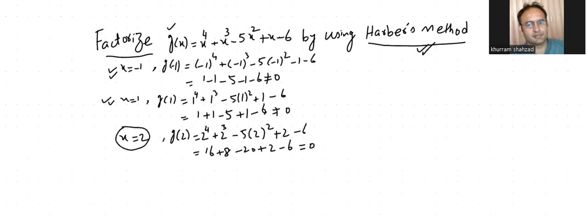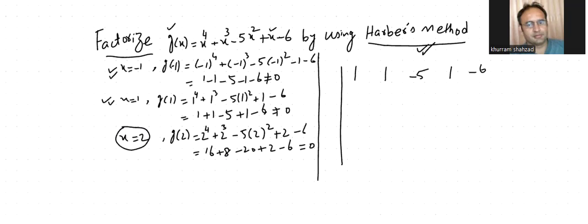So now look how we carry out this one. Coefficient of x raised to power 4 is 1. Coefficient of x raised to power 3 is 1. Coefficient of x square is -5. Coefficient of x is 1. Here x is alone, so its coefficient is 1. And next is -6. So we have to write here this 2.